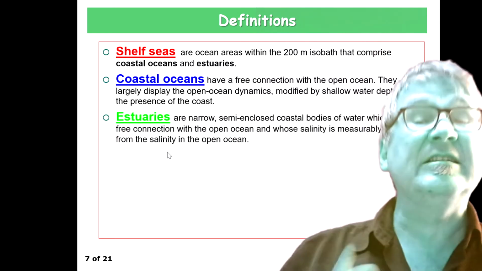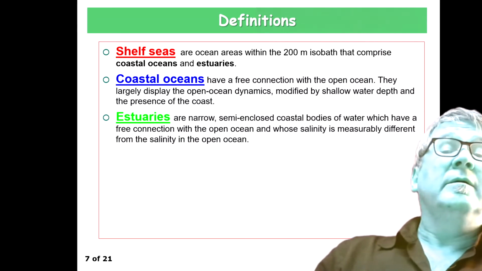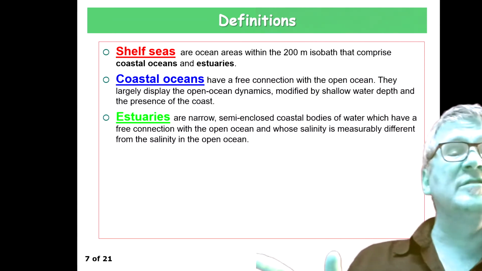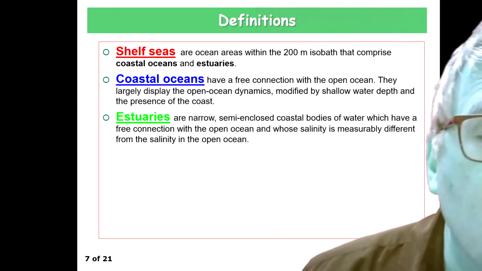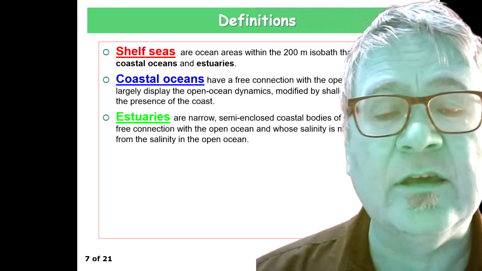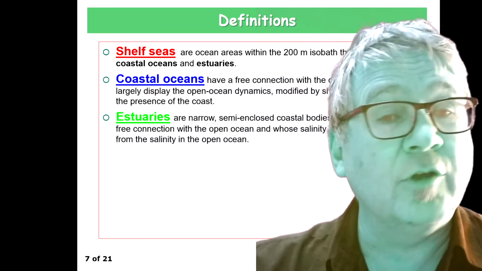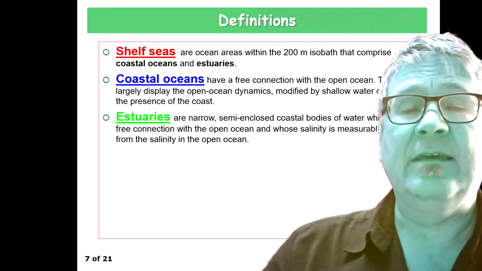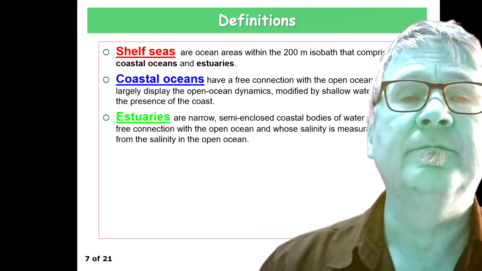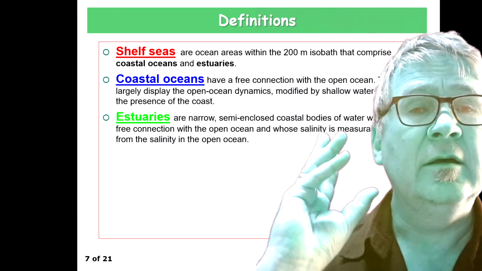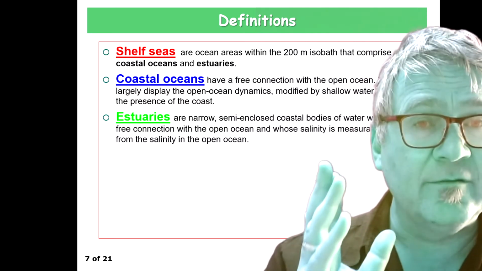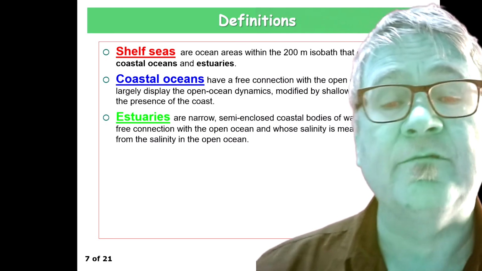So what else is there? Estuaries are totally different from coastal oceans. They are narrow, semi-enclosed coastal bodies of water which have a free connection with the open ocean and whose salinity is measurably different from the salinity in the open ocean. So it's not wide, flat areas. Estuaries are essentially either active rivers or historical remnants of old river systems.